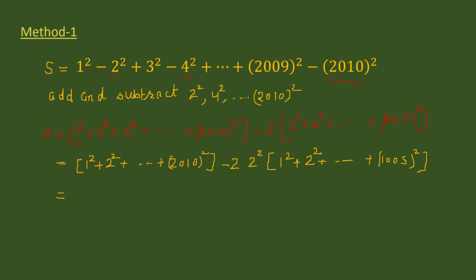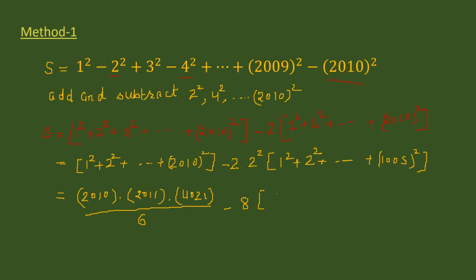So these are 2010 terms, so n is 2010 here, and using formula 1 we get 2010 times (n plus 1) 2011 times (2n plus 1) which is 4020 plus 1, that means 4021, divided by 6, minus 8, because this quantity will be 8, and again use the formula of sum of squares, 1 square, 2 square, up to 1005 square. So n is 1005 here.